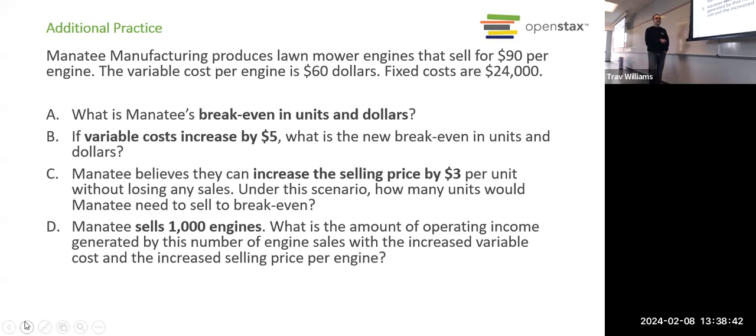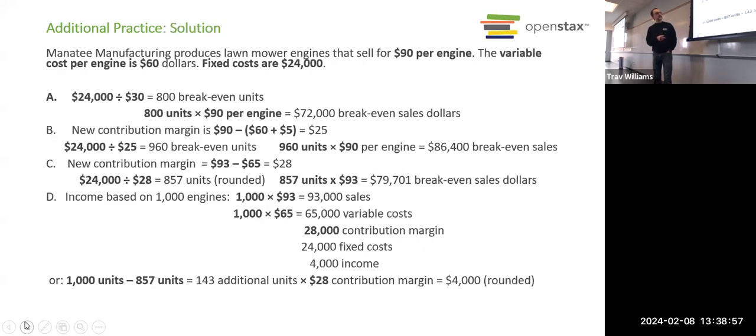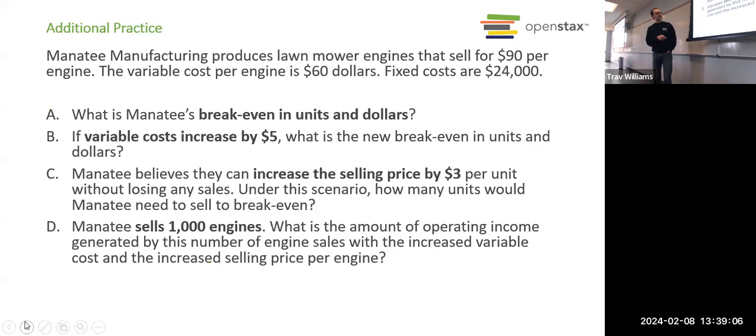Is that one with the increased variable cost? Yes, it is. So it's $28 contribution margin per unit, so that would be 857.14 units or 858. Okay. Yeah, 857.14. I would round up to 858. But either one is fine.